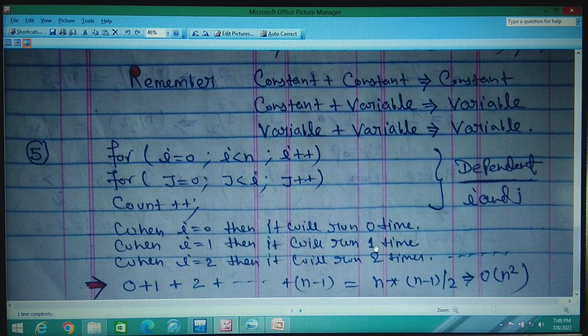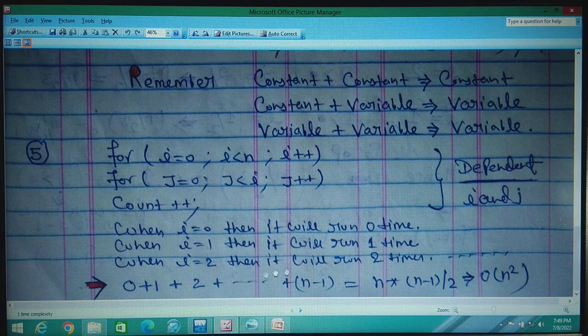Here we have written one time. When j is equal to 0, it will work one time. Here we have made some mistake; you must write one time here. It will work 2 times, it will work 3 times, and so on. Even if you replace this one, no problem. It means 1 plus 2 plus 3.